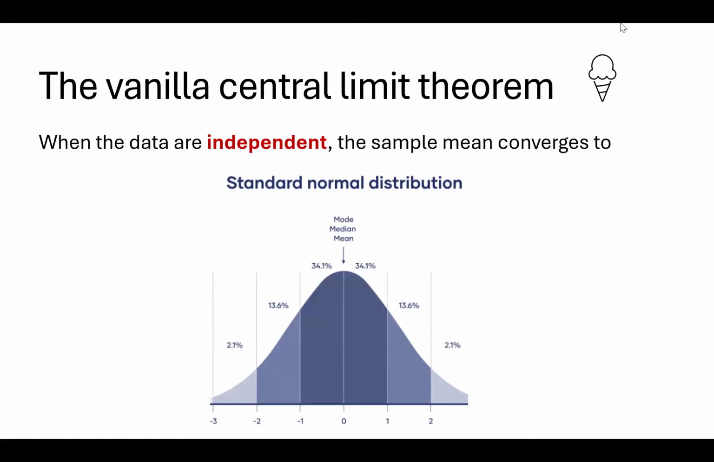A lot of our results will depend on a central limit theorem. Recapping, the standard central limit theorem is that if we have data that are identically distributed and independent with finite mean and variance, then a sample mean converges to a standard normal distribution. When we have such a result, it's quite useful for calculating p-values.